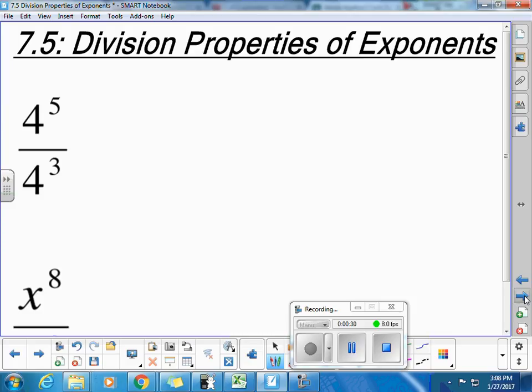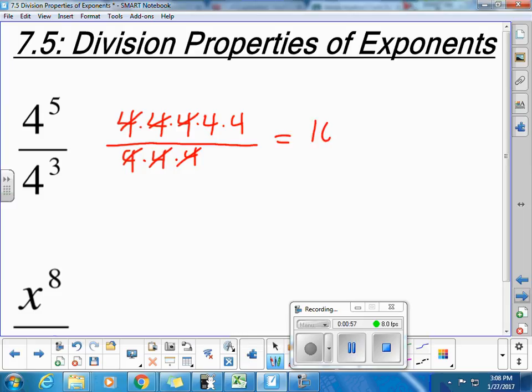Let's talk about dividing exponents with the same base. So let's write out 4 to the 5th. It's 4 times 4 times 4 times 4 times 4 divided by 4 to the 3rd, which is 4 times 4 times 4. Again, 4 divided by 4 reduces to 1, so that set's gone. Here's another set I can get rid of because that's 1, and a third set I can get rid of because that's 1. So it ends up just being 4 times 4, which is 16. So 4 to the 5th over 4 to the 3rd ends up being 4 to the 2nd, which is 16.